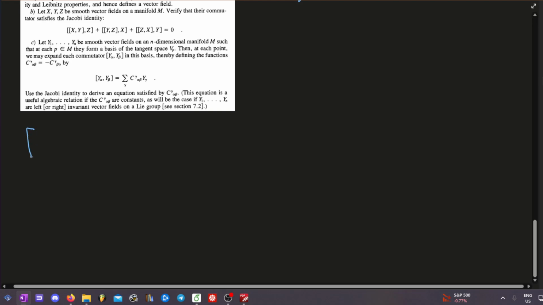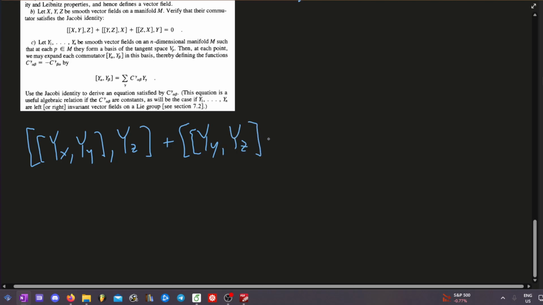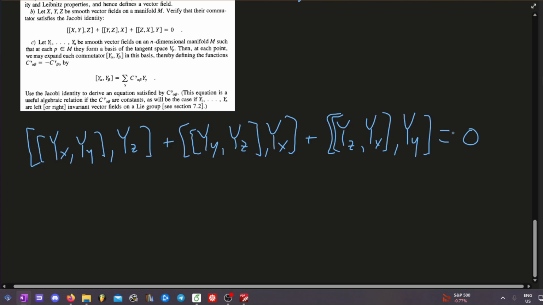So let's write the Jacobi identity like this. Let's say the commutator of the commutator of yx, yy, comma, yz, plus the commutator of the commutator of yy, yz, comma, yx, plus the commutator of the commutator of yz, yx, comma, yy equals 0. So the question is, what can we do with this?